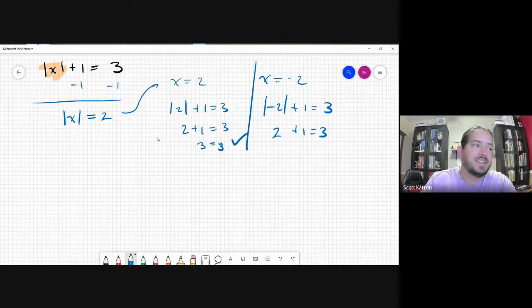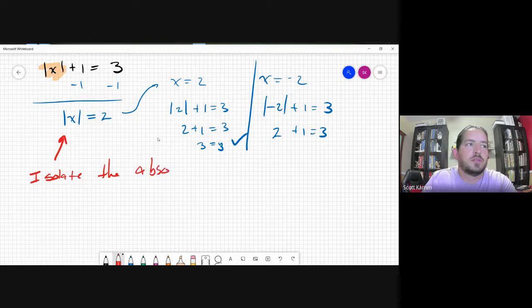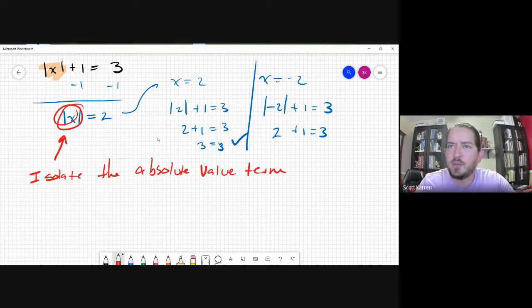So the idea here was to isolate the absolute value term. Whatever it is, that absolute value, you want it by itself. Do everything that you can to get it alone, and then break it up into your two equations.